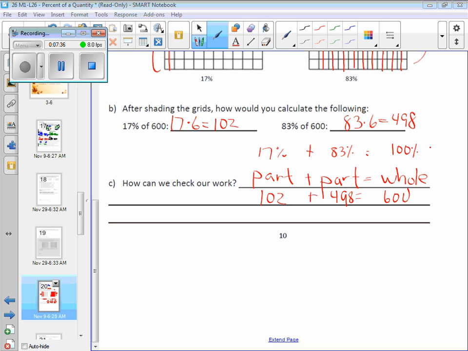Yeah, because I think he could definitely do it this way. It actually goes beyond explanation because it really shows how everything part plus part equals whole. No, if you want to put it into words, you could say, how do you check your work? The two parts, 102 plus 498, have to add up to the whole 698.